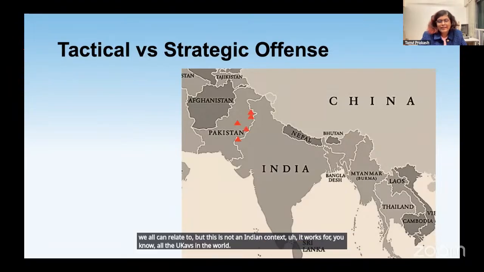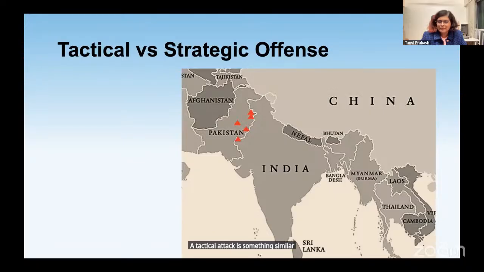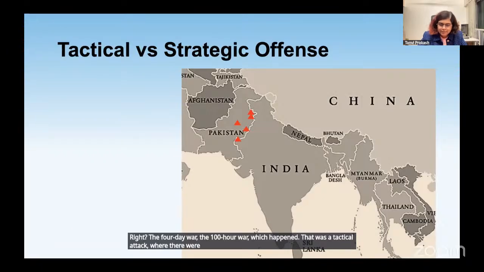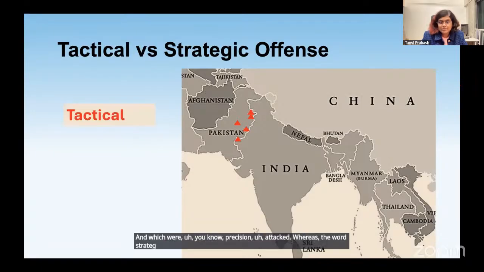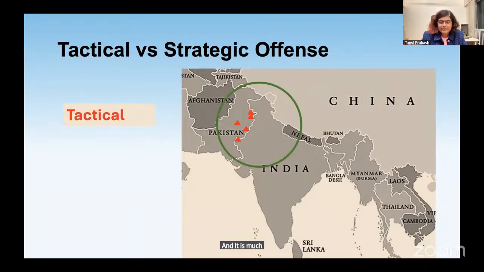A tactical attack is something similar to what happened last month, the 4-day war, the 100-hour war, which happened. That was a tactical attack where there were specific ground locations which needed to be neutralized and which were precision attacked. Whereas the word strategic refers to something which is much bigger and much deeper in enemy territory, as you can see.